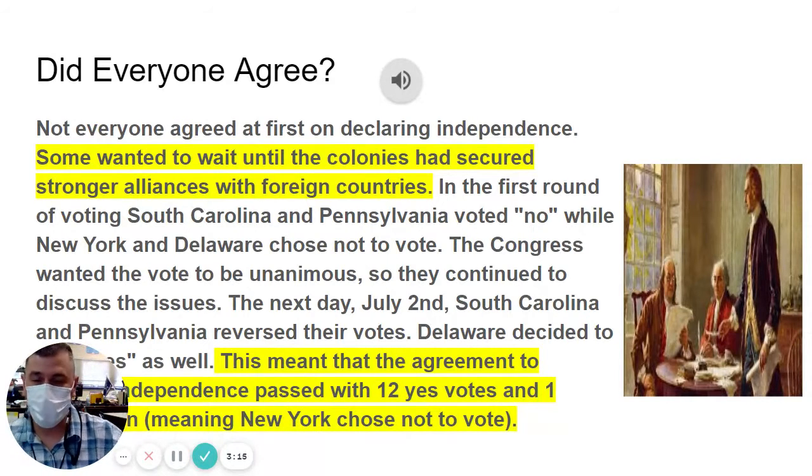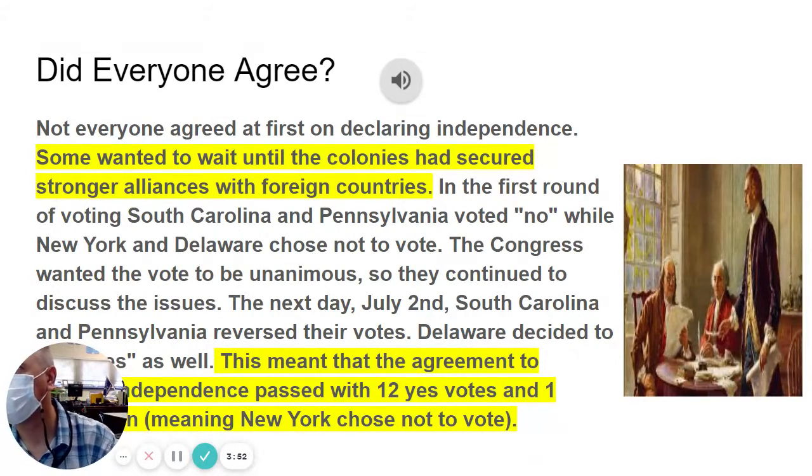The next day, July the 2nd, South Carolina and Pennsylvania came back, and they both said yes. They reversed what they had done the day before. And so Delaware decided to vote as well, and they voted yes. And this meant that the Declaration of Independence was passed with 12 yes votes and one abstention, meaning that New York chose not to vote. So New York in all this chose not to vote at all. So 12 out of 13 colonies voted yes. Finally.